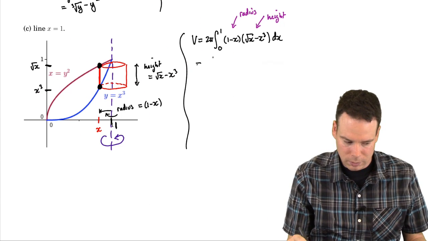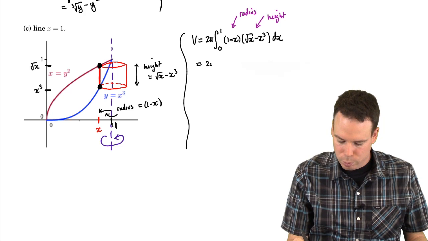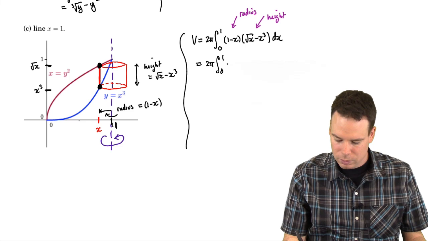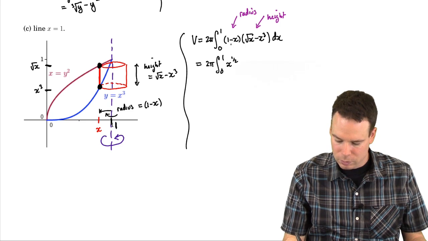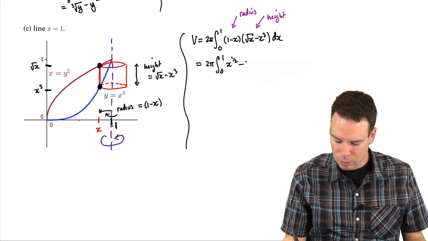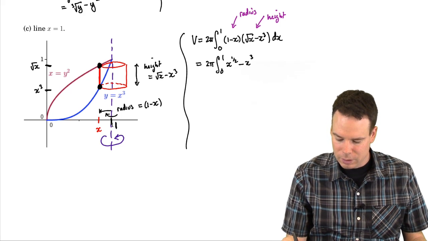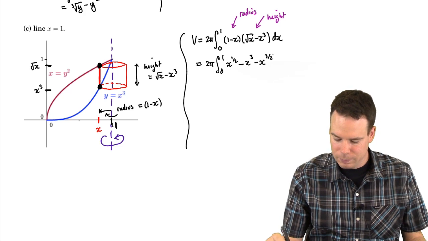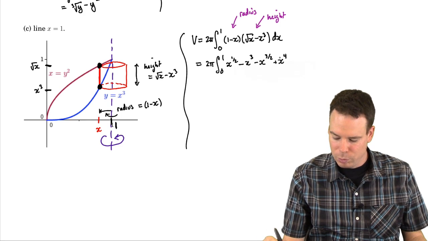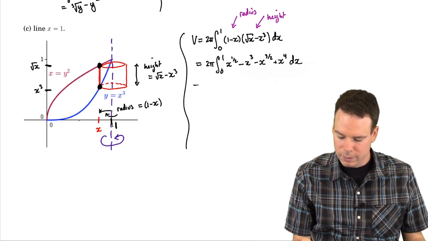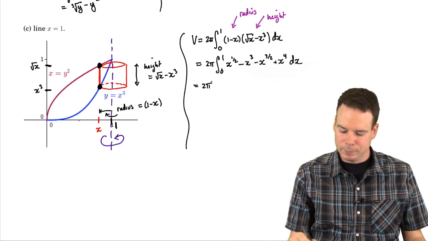So let's go ahead and do this integral. This is 2 pi times the integral from 0 to 1. I'm going to expand this out so I just get a bunch of powers of x. So 1 times root x, I'm just writing root x as x to the 1/2. 1 times negative x cubed is negative x cubed. Negative x times root x is negative x to the 1/2 plus 2/2, so that's 3/2. Negative x times negative x cubed is positive x to the 4th. And dx. So that's the thing we're going to integrate.